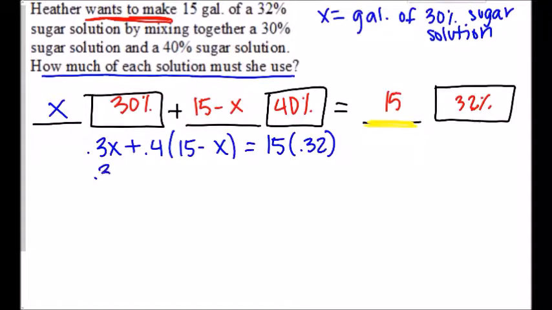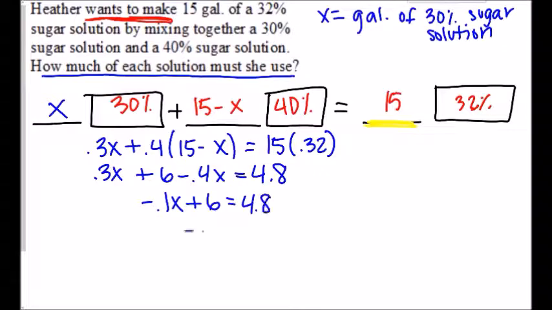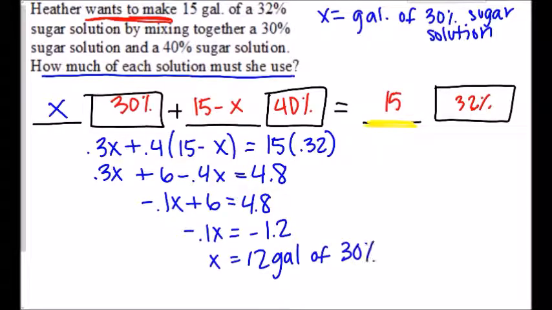All right, so simplifying, I'm going to distribute. All right, and combining like terms over here, I end up with negative 0.1x. I'm going to go ahead and subtract 6, and then divide by negative 0.1. So we end up with 12 gallons of the 30% solution. That's one answer.